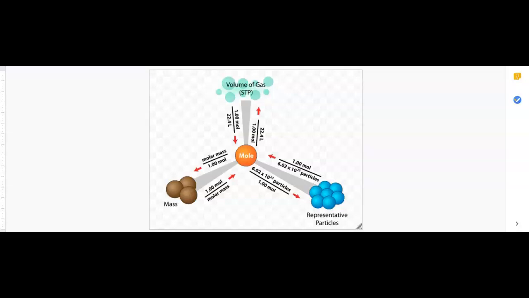2 to 3 weeks, converting from mass to the mole, grams are mass, converting from particles to the mole. Particles are things like atoms and ions and molecules. Those are the two we're going to work with this week. Next week we will add in the volume.